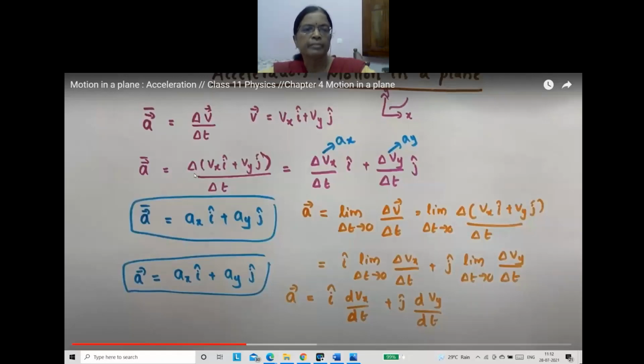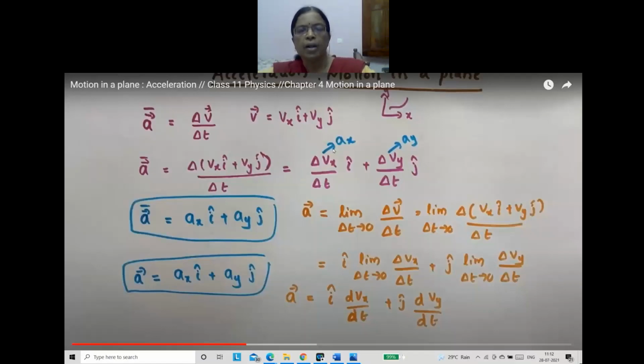So after substituting, in the place of delta V, what we have to substitute? Vx i cap plus Vy j cap. Okay, that is substituted here. Next step, we are splitting the two terms. That means delta Vx i cap by delta t plus delta Vy by delta t into j cap. We just split this into two terms. So this is the i component, this is the j component.